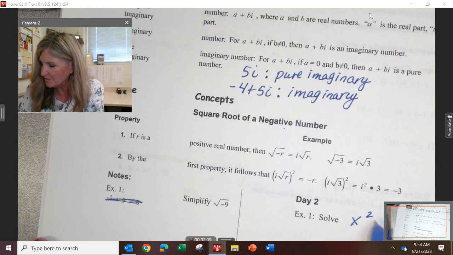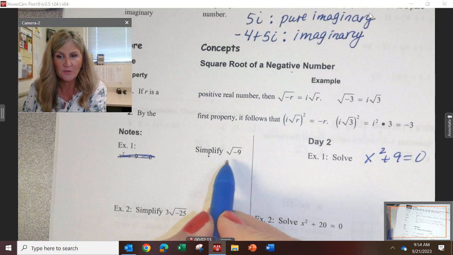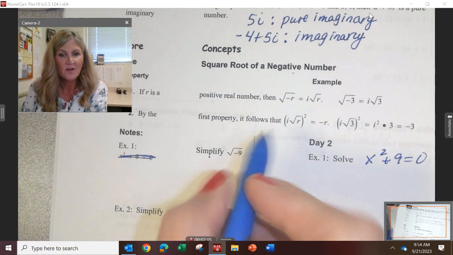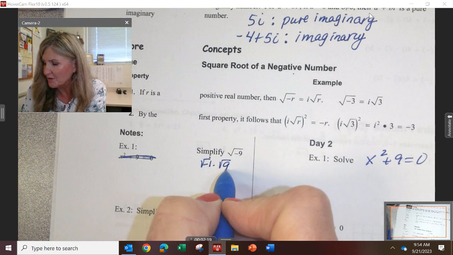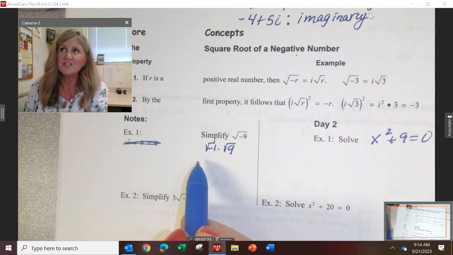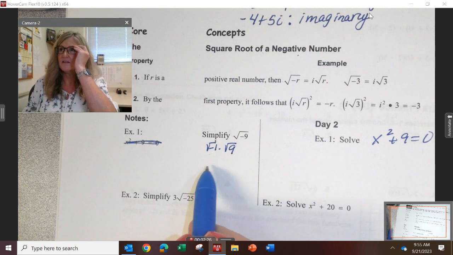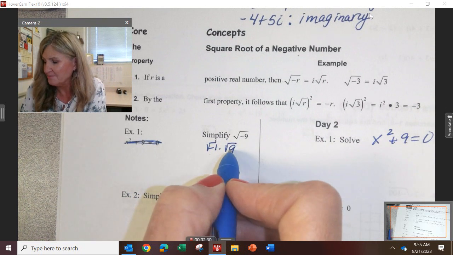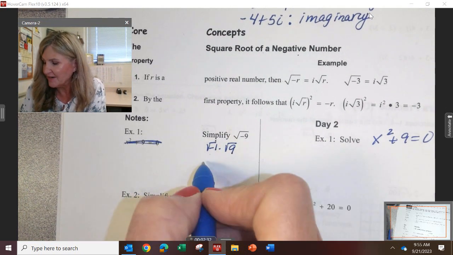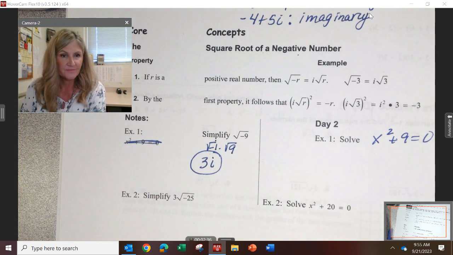So the first problem you should see is simplifying the square root of -9. I have to think of this as the square root of -1 times the square root of 9. What did I just say a minute ago the square root of -1 is? It's the imaginary unit. What is the square root of 9? So the square root of -9 is going to be 3i. Square root of -9 is 3i.